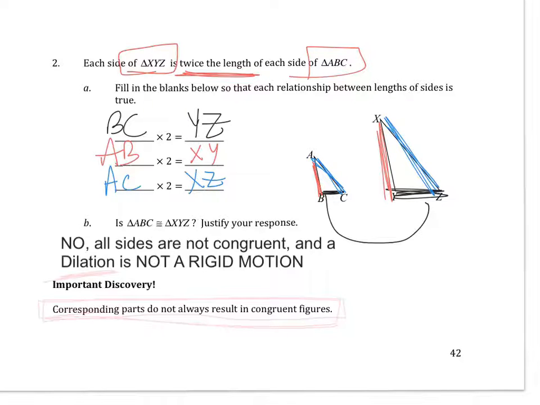If you have a line reflection, a point rotation, or even a translation, those would in fact be congruent figures.